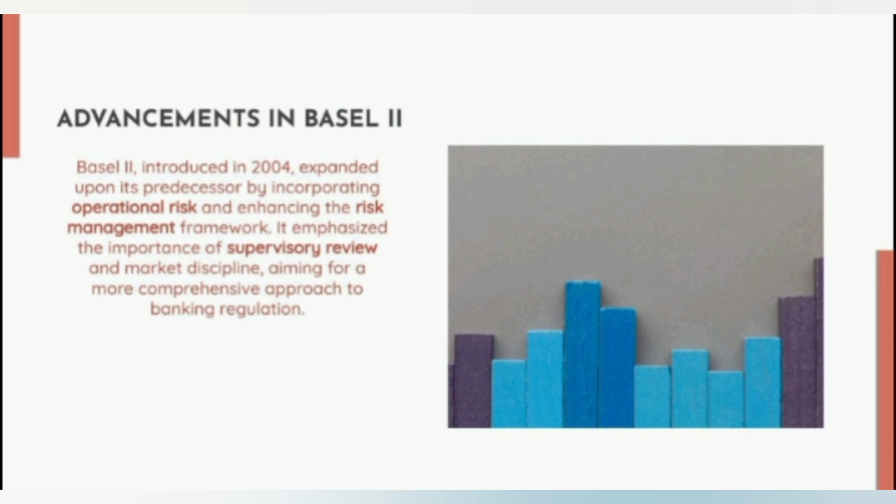Then we have supervisory advancement. First, supervisory review, Pillar 2, enhanced regulatory oversight. Second, risk assessment, where regulators assess banks' risk profiles. And third, capital adequacy, where regulators ensure sufficient capital. Then we have market discipline advancements. We have transparency, in that banks disclose risk management and capital adequacy information. And second, market participation, in that market participants assess bank risk profiles.